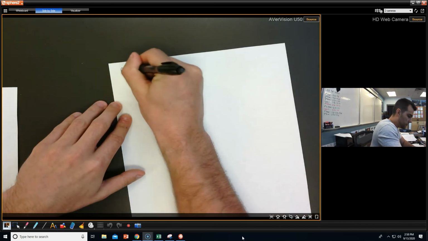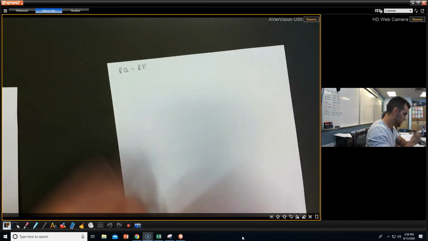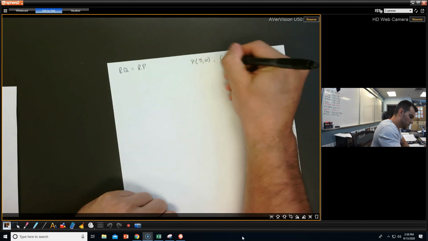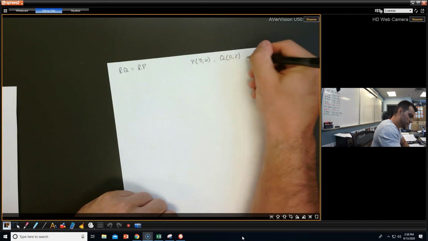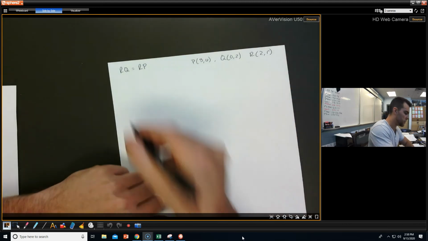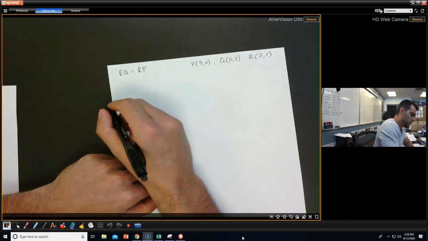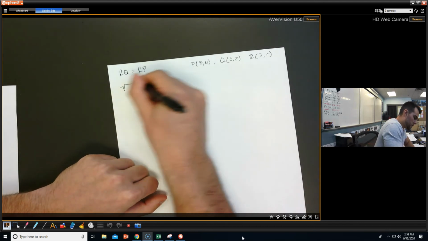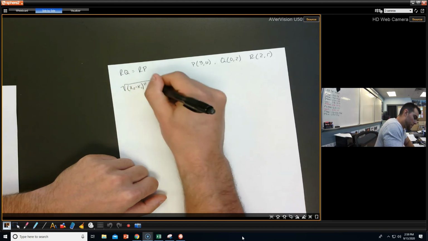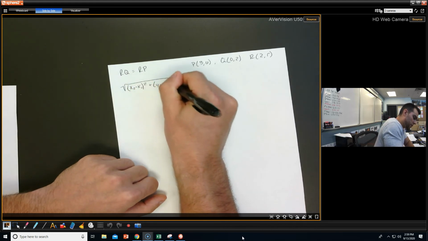We know RQ needs to equal RP. I know P is (8, 6). I know Q is (0, 2). And I know R is (2, r). Okay? So RQ, and I'm using this formula, right? I'm using the distance formula, the square root of (x2 minus x1) squared plus (y2 minus y1) squared.